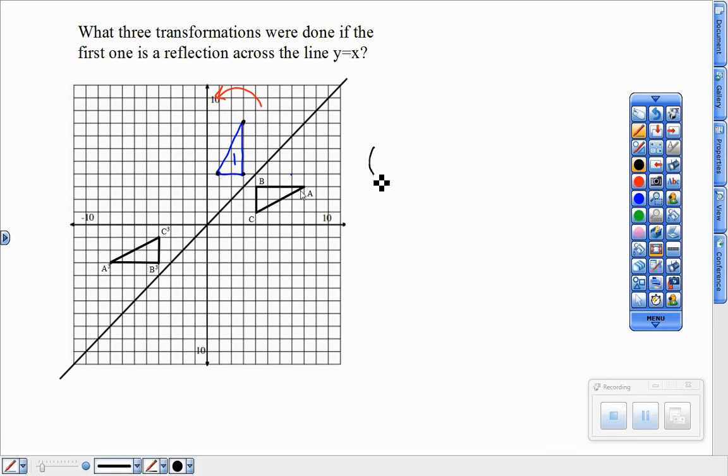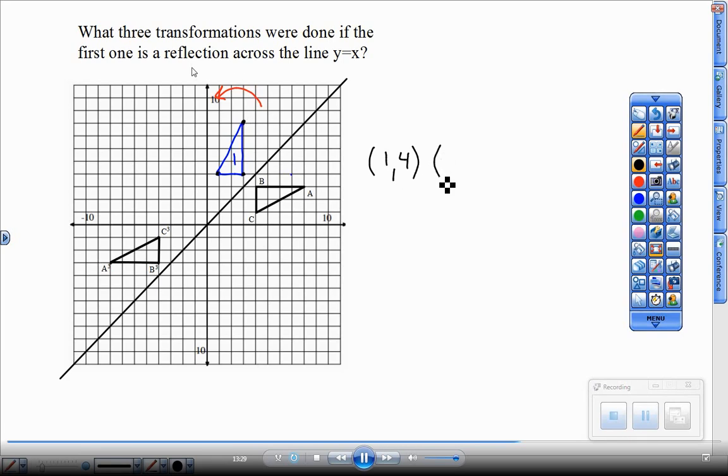Now I want you to focus on that. And it looks like I'm doing a rotation to the left. That's my look. So let's see. This point is 1, 4. The other point is 3, 4. And my last point is 3, 8. That's right. 90 degree turn counterclockwise to the left around the origin.